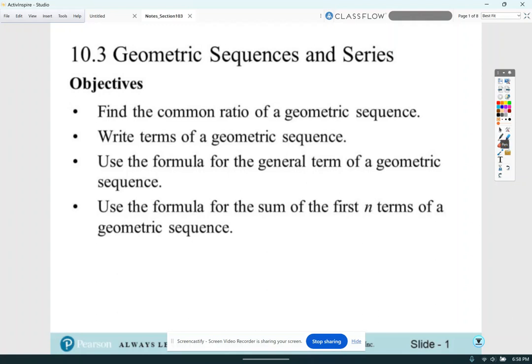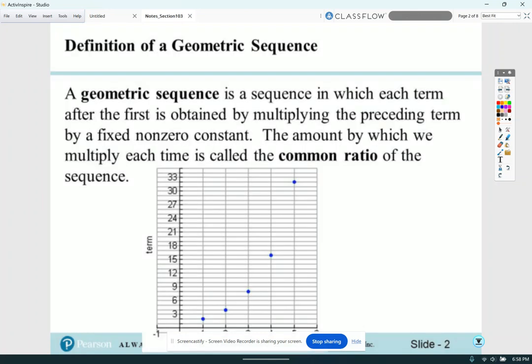All right, this is the video for section 10.3, geometric sequences and series. So our goals for this video are to find the common ratio of a geometric sequence, to write terms of a geometric sequence, to use the formula for the general term of a geometric sequence, and to use the formula for the sum of the first n terms of a geometric sequence.